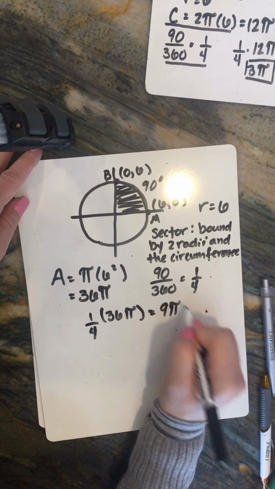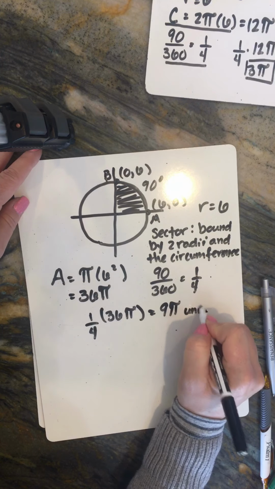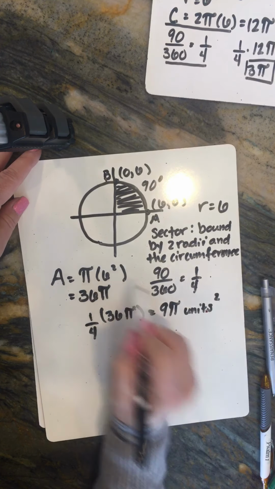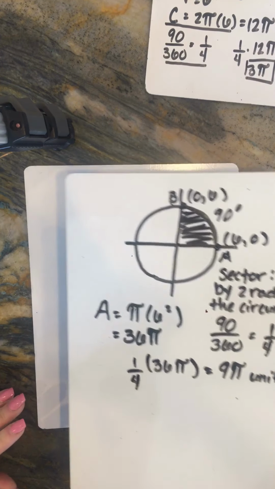So 9 pi is the area of the sector. So it's 9 pi units squared. Right? So that squared matches with that squared. Easy peasy? I think so.